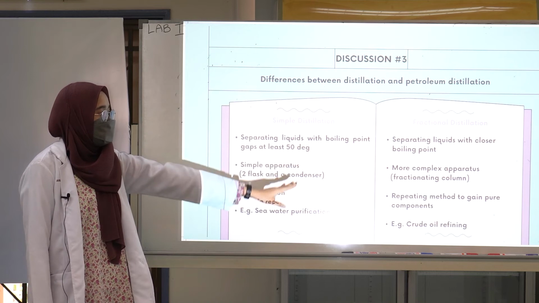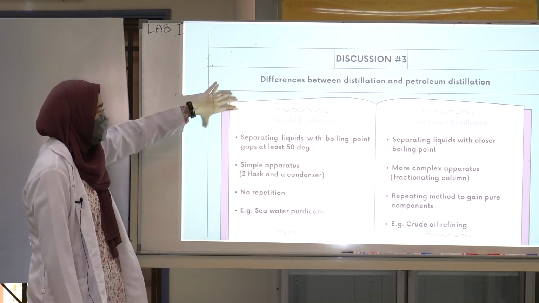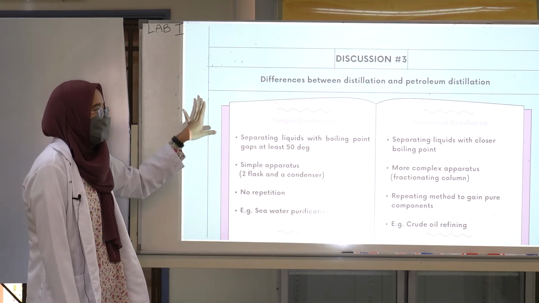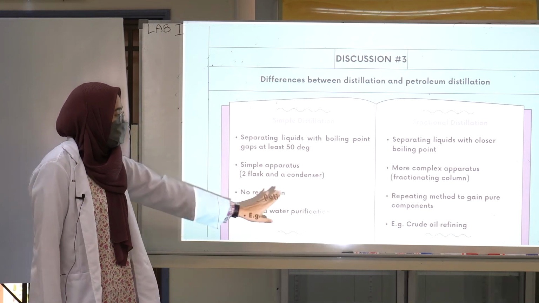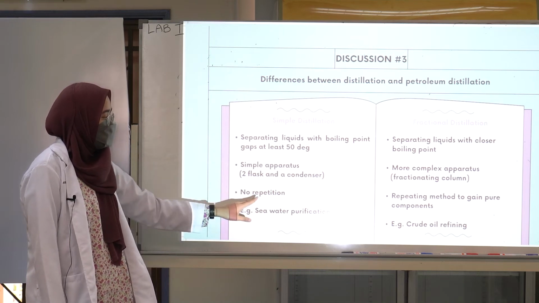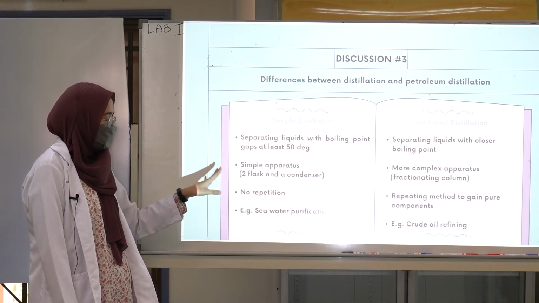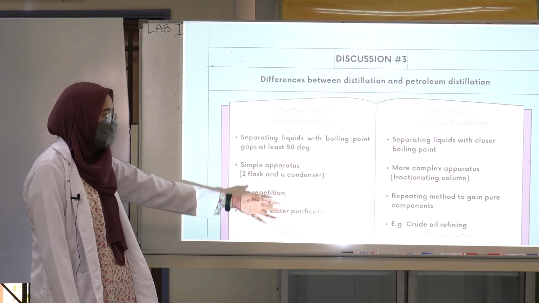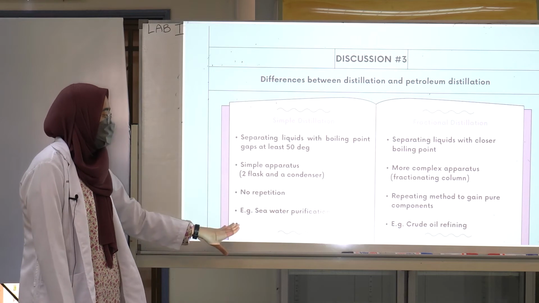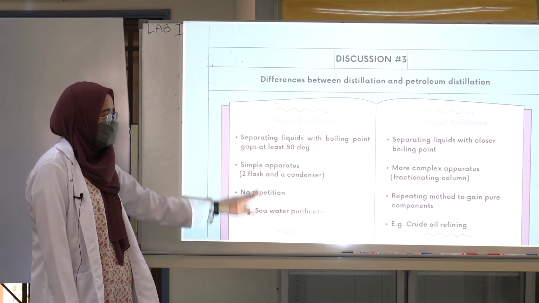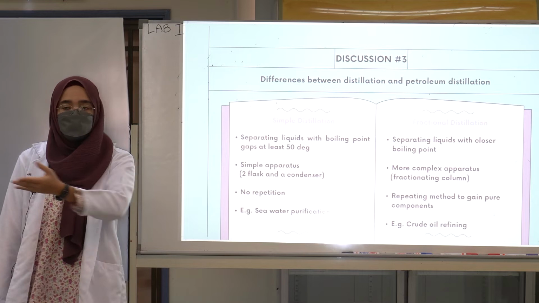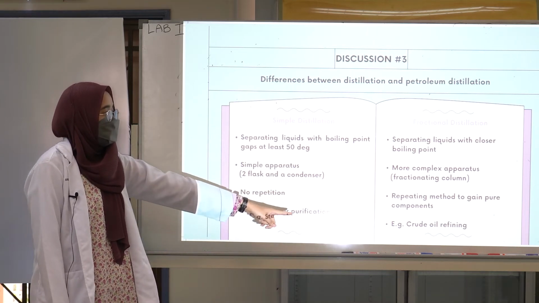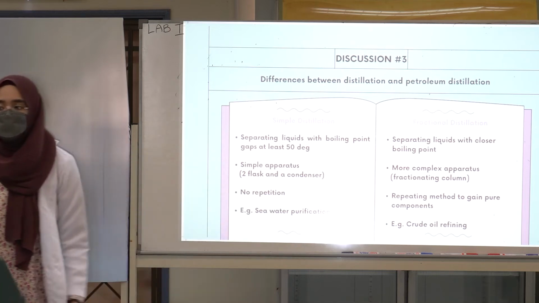But for fractional distillation, it is more complex. You have a fractionating column with stages, which I'm going to show you later. For simple distillation, there's no repetition in the process, it just goes one way. But for fractional distillation, you can repeat the method to gain pure components. This is one example of the simple distillation that we use in our experiment. For fractional distillation, we use crude oil refining.